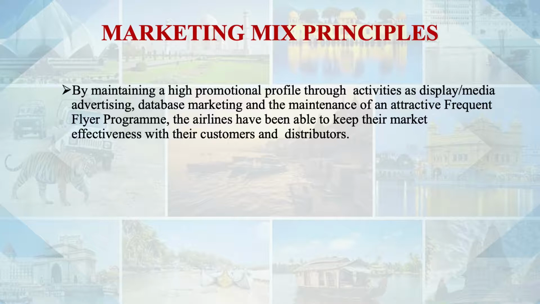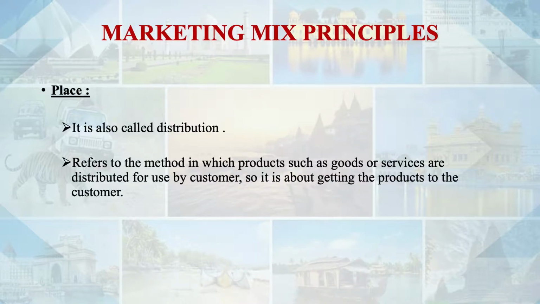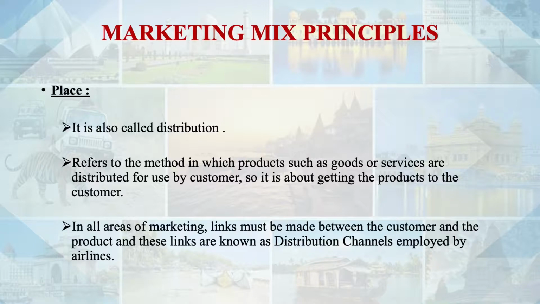The next marketing mix element is place, which is also called distribution. It refers to the method in which products such as goods or services are distributed for use by the customer. So it is about getting the products to the customer. In all areas of marketing, links must be present and made between the customer and the product. These links are known as distribution channels and are employed by airlines.